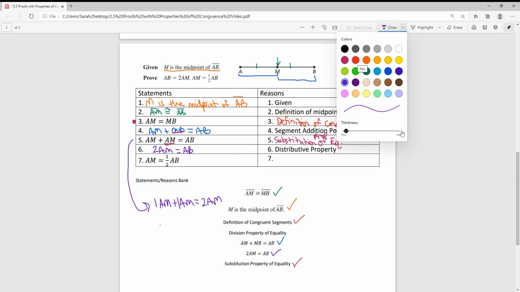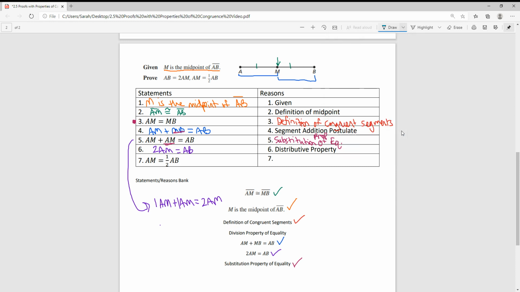The last thing that we are saying here is that AM equals 1/2 AB. So how did I get from 6 to 7? Well, I no longer have a 2 in front. That means I divided both sides by 2. AB over 2 is the same as 1/2 AB. It's just a different way of writing it. We don't usually write those steps in between when we're writing a proof. We just write the results. So what I did there was I divided both sides by 2. So I used my division property of equality. Again, excuse my handwriting.